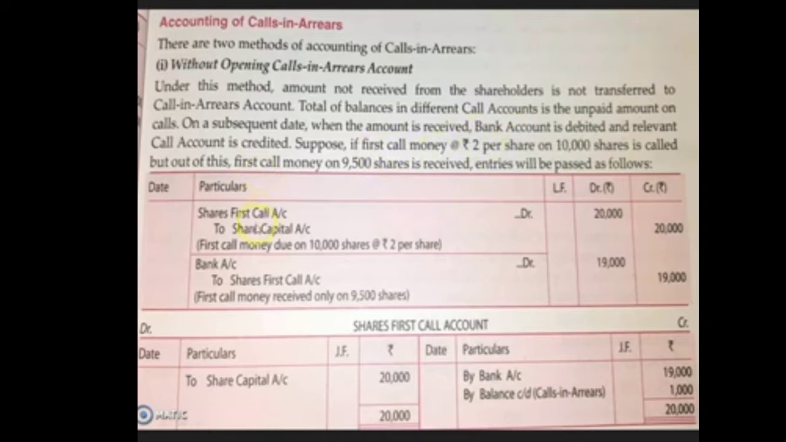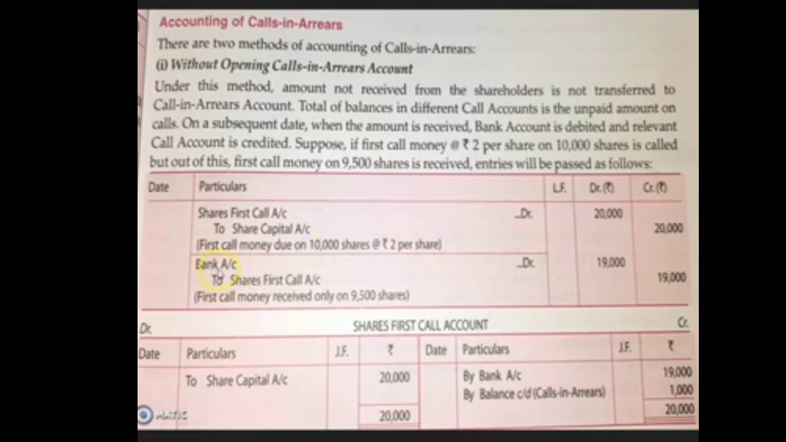So 10,000 shares are issued, and the first call money is ₹2 which you have to collect. The first journal entry will be share first call account debited to share capital account. 10,000 into 2, 20,000 is the total amount which the company should receive on the first call. But it is mentioned that the first call money on 9,500 shares is received, so the company receives 9,500 into 2, that makes 19,000.